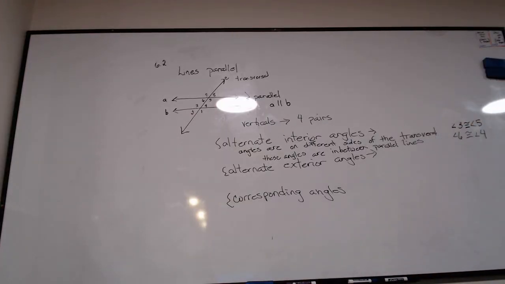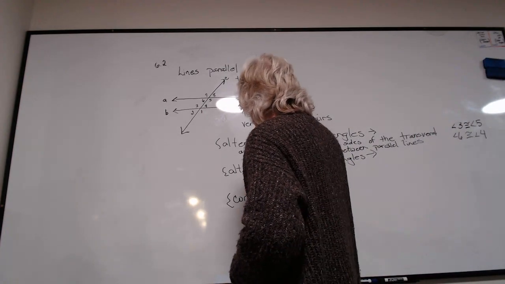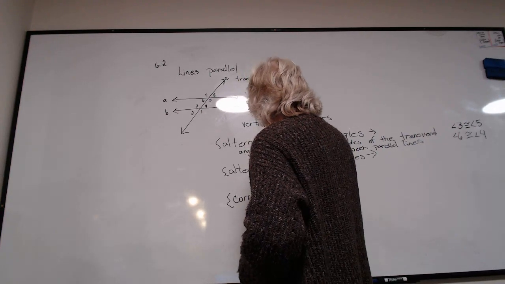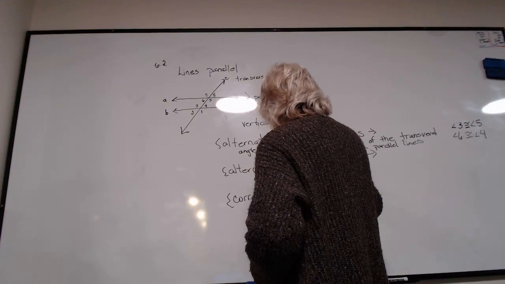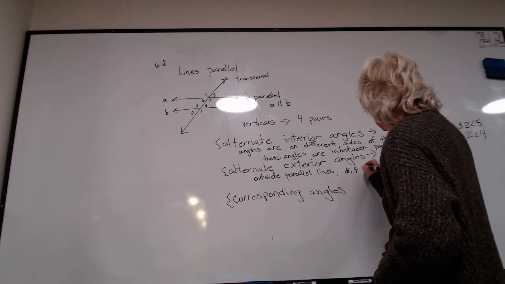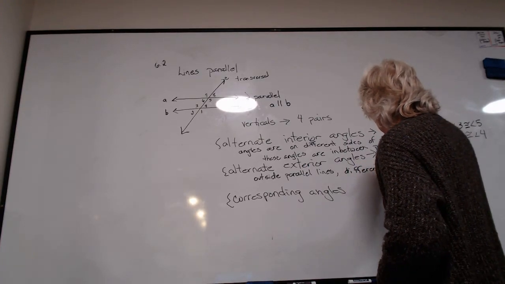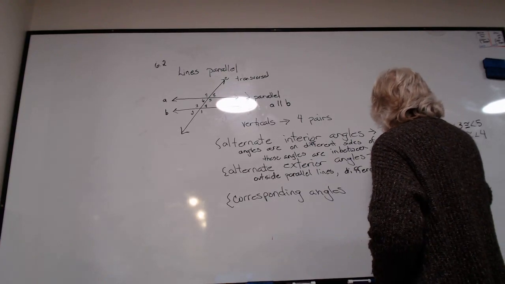Okay? So what does alternate exterior mean? What do you think? Yes? They're outside the parallel lines, and they are alternate. They're on different sides. So outside the parallel lines and different sides of the transversal.